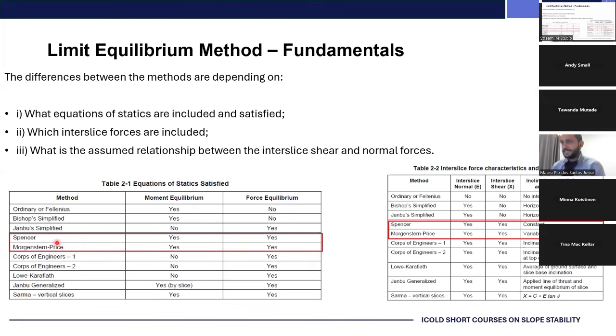In Brazil, for instance, we have some regulations that require people to use three of those methods. So sometimes people would use Spencer, Morgenstern, and maybe Bishop's as well. But to be honest, you shouldn't need that. If you're calculating with Morgenstern-Price and Spencer, it should be fine, as those are the most rigorous methods, and they solve for both force equilibrium and moment equilibrium.